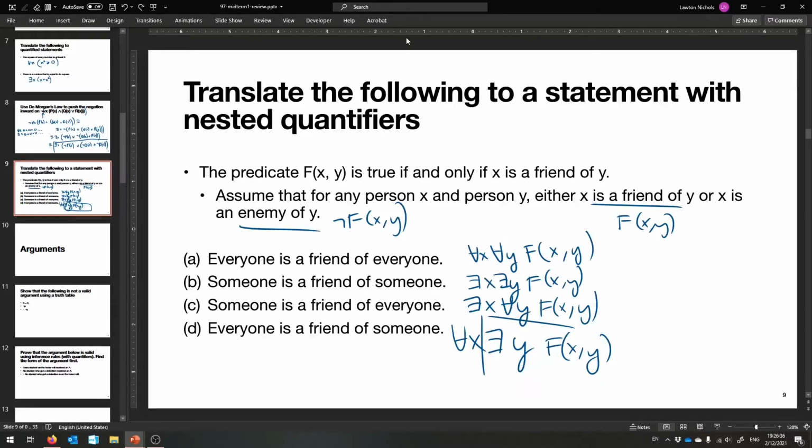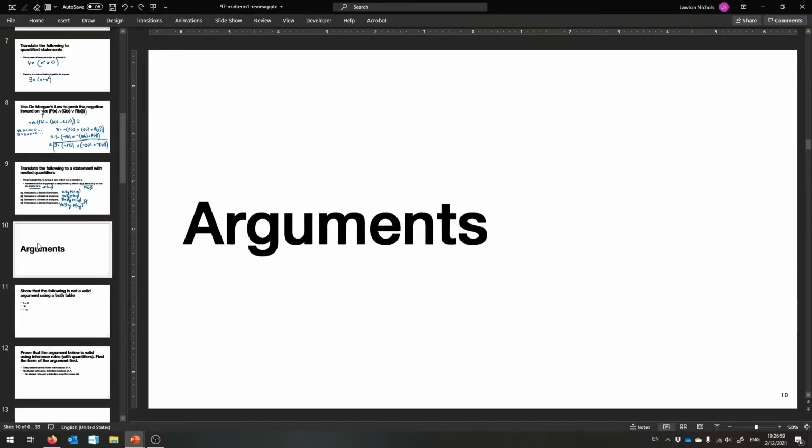Okay? So I hope you see the key difference between these two. They are not the same. Someone is a friend of everyone is not the same as everyone is a friend of someone. I hope you see that. Please yell at me if this is not making sense. This is a very important topic. Alright. Moving on now to arguments.